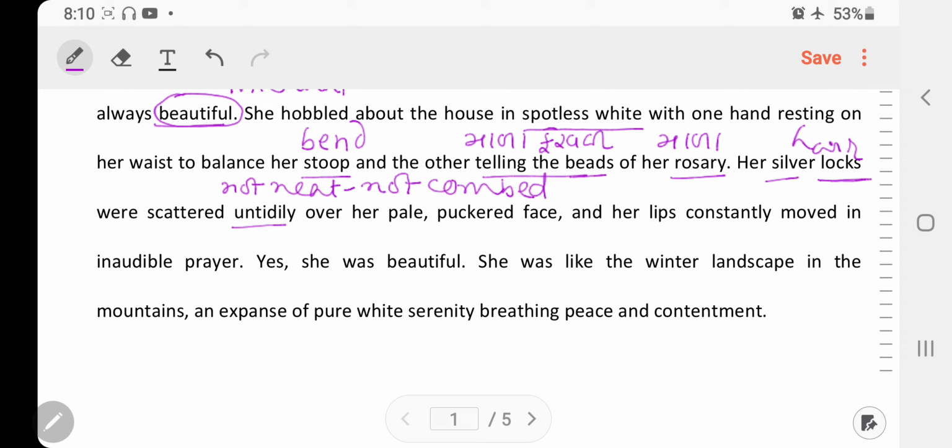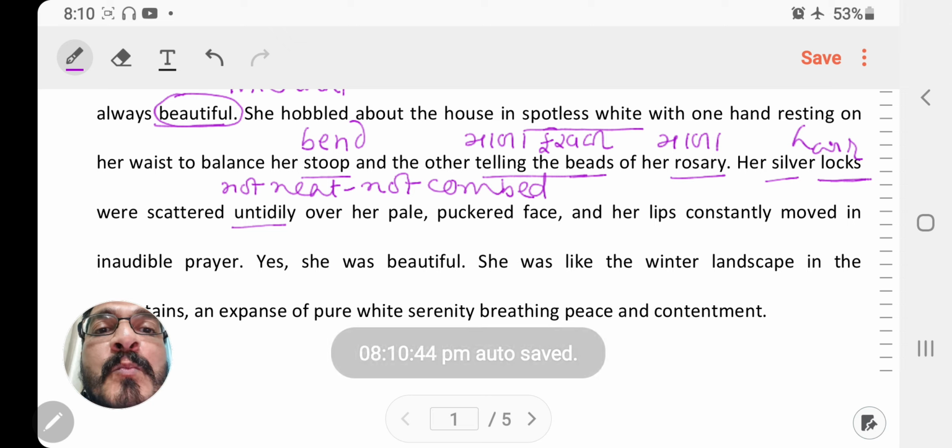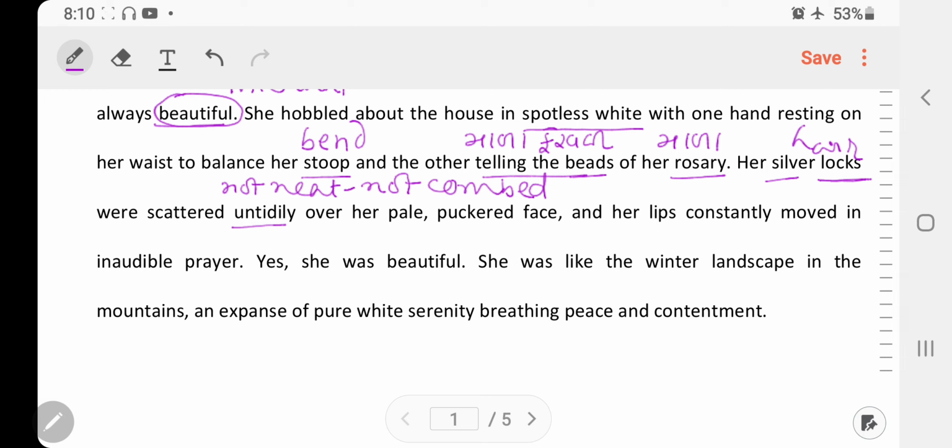Pale. ફીકો ચહેરો હતો અને પકડ ફેસ. પકડ you understand? See at my face. Suppose I have teeth, but suppose somebody is not having teeth, then આ બે હોઠ હોય ને આમ થઈ જાય. That is puckered face. So the face was pale and puckered face, right? And her lips constantly moved in inaudible prayer. Audible means which can be heard. Inaudible means that cannot be heard.